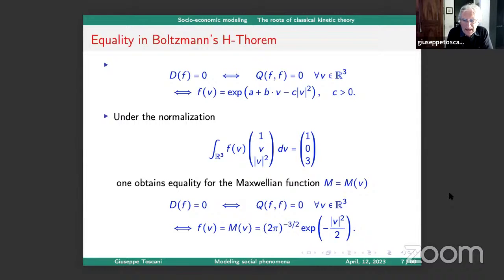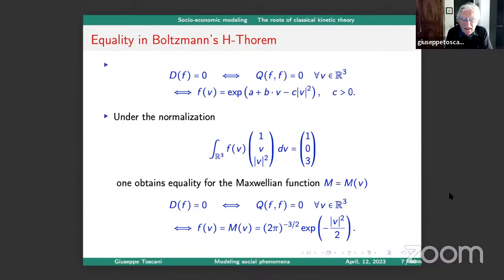And if you normalize, considering that mass, momentum, and energy are preserved by the elastic collisions, then you obtain that the entropy has a sign, it decays unless you are in a steady state, which is written in terms of the velocity like an exponential function, which is written here. The Maxwellian is a normal density in dimension 3. This is a very deep result.